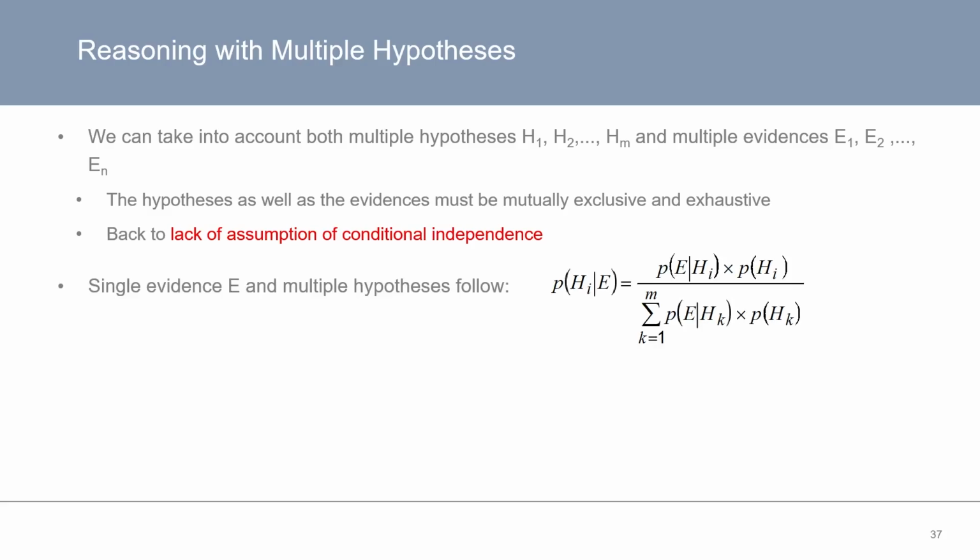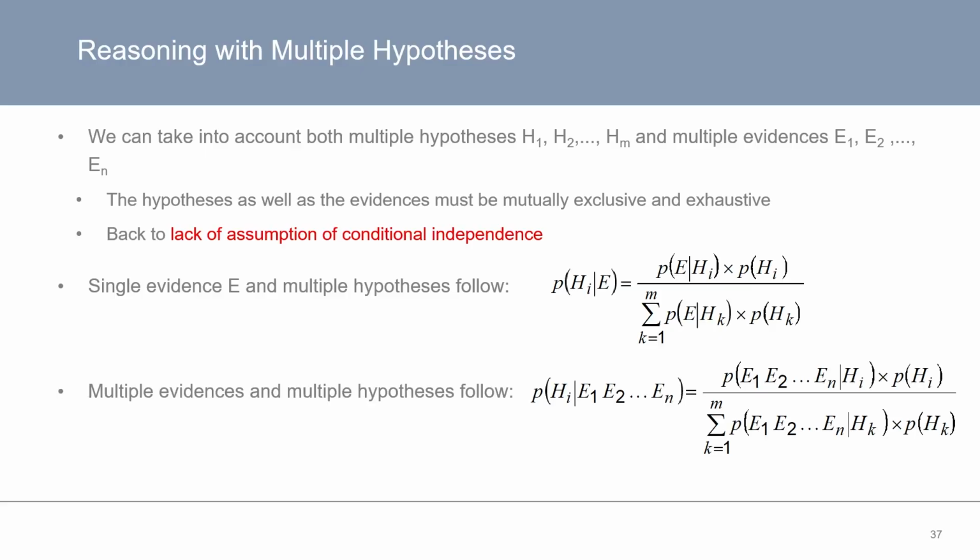First, let's look at the equation for dealing with a single piece of evidence and multiple hypotheses. Differently, we have the following equation for dealing with multiple pieces of evidence as well as multiple hypotheses. As you can see, this gets to be somewhat of a complex mess.